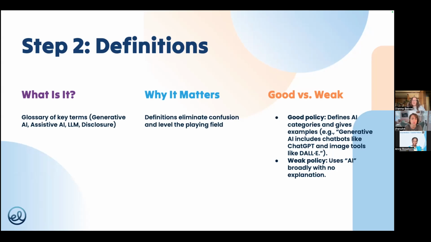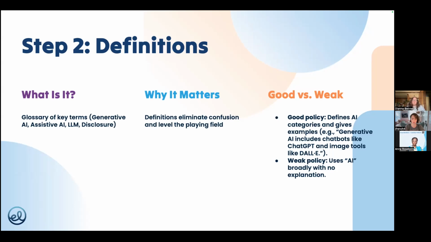Now, why does it matter to have definitions? It matters because students and families can't follow policy if they don't understand what actually counts as AI. So, is Grammarly AI? Is Google Translate AI? The definitions help to eliminate confusion. You can see here on the screen that a good policy would define the categories and give examples, like what I was just saying, but in written form. And a weak policy might say something really basic, like just uses AI without giving any kind of a definition.